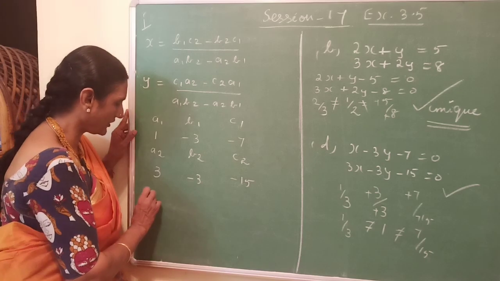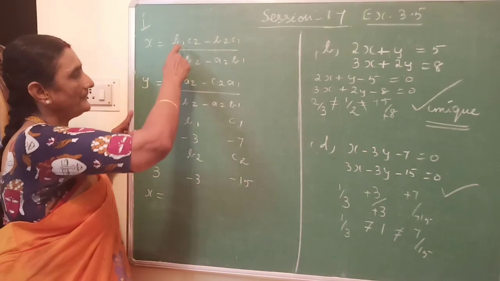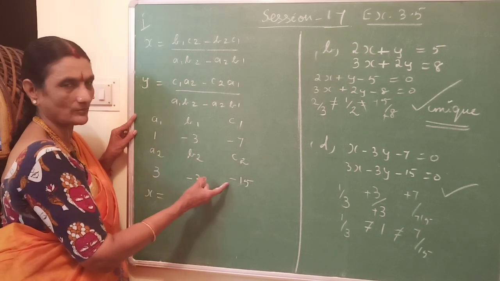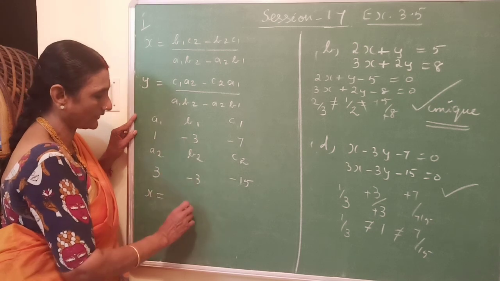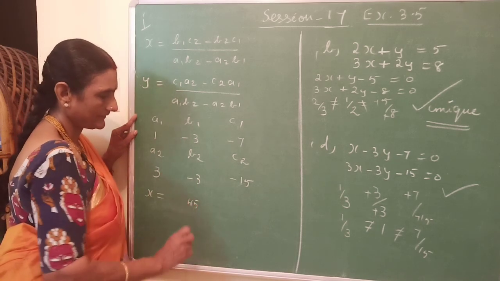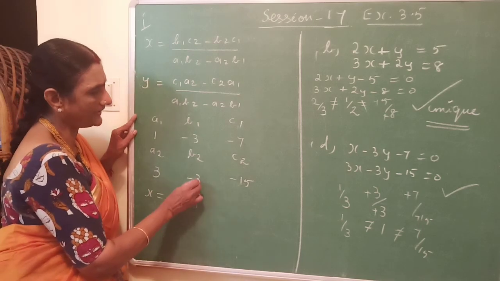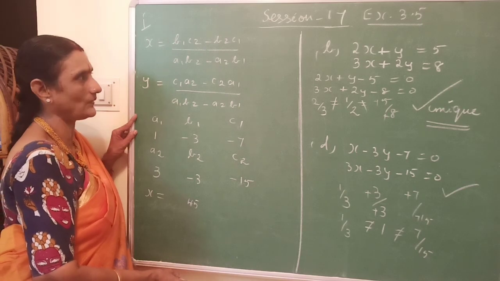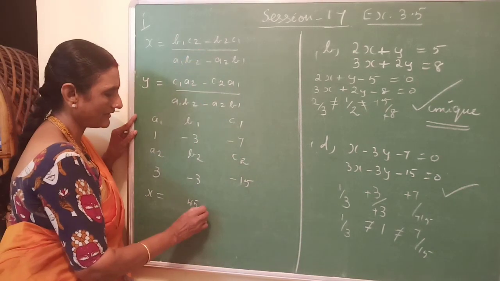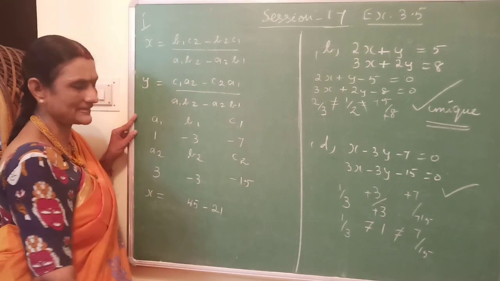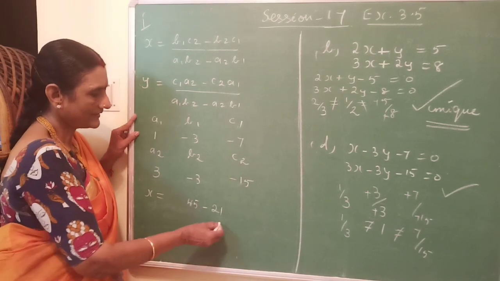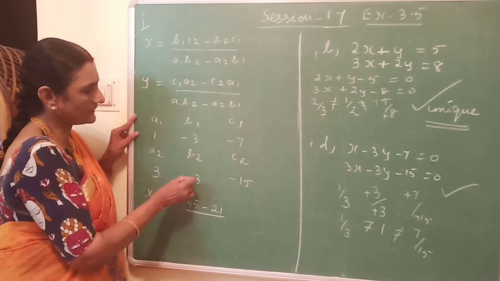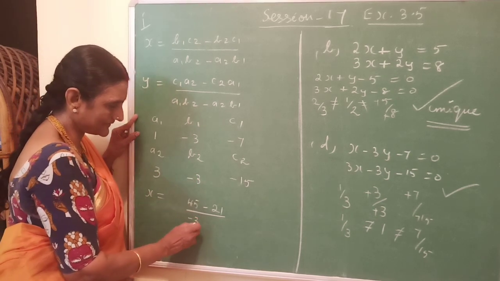Okay. Now what is your x is equal to? B1 C2. So what do we get? Minus 3 into minus 15 giving you the value plus 45. Okay. The value is plus 45. B2 C1. Minus 3 into minus 7 gives you plus 21 and there is a negative sign outside, that becomes minus 21. Correct? And now what is A1 B2? 1 into minus 3. So it is minus 3.